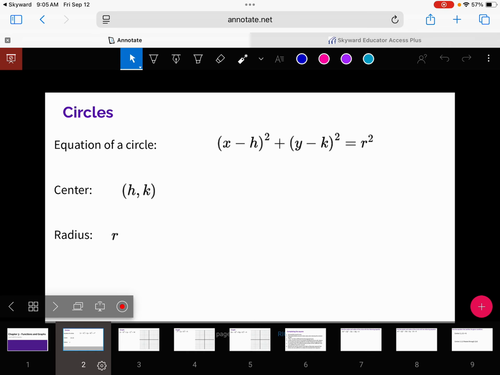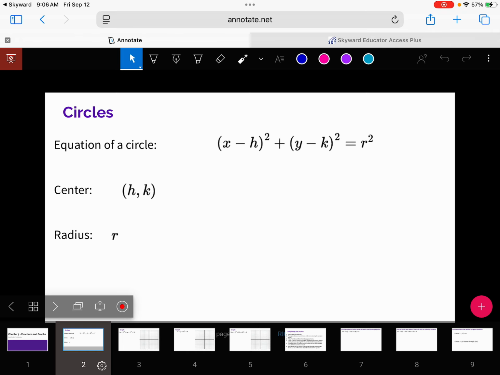R is going to be our radius, because these are circles. So it's going to be how far away from that center we go. Just like how when we had parabolas and stuff, our vertex would be at HK. When it's a circle, that's just our center. That's where the middle is. And our radius will be R. Shockingly enough.